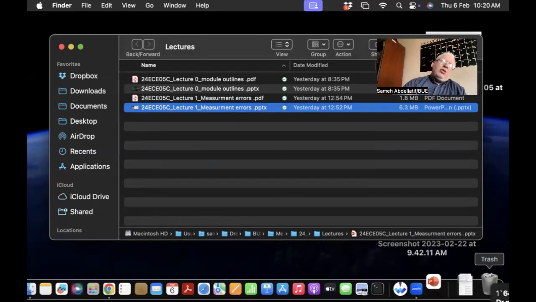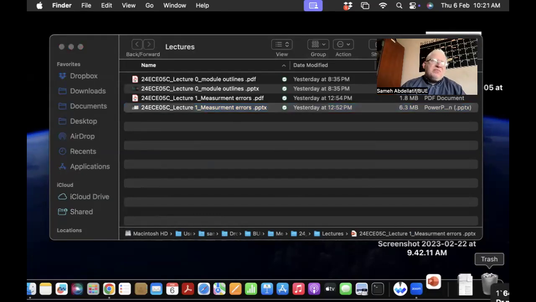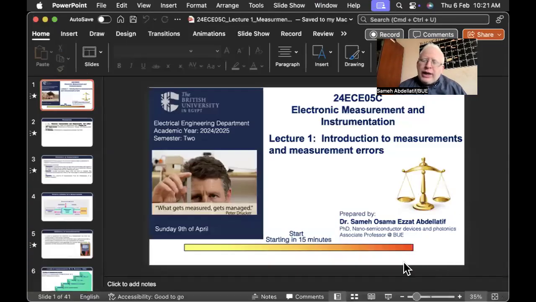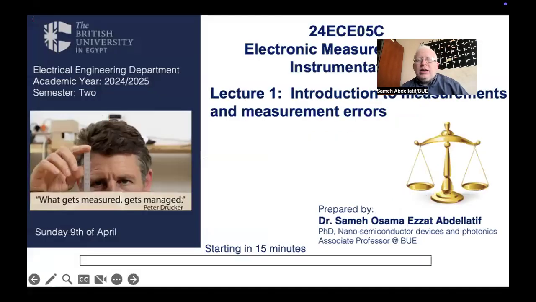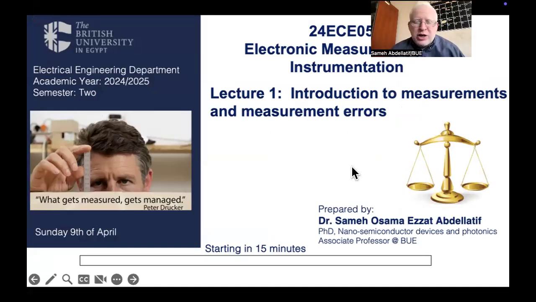As we will know during this lecture, we cannot ignore errors, we cannot cancel errors. However, we need to understand and deal with errors. So let's start our first lecture under the title of Introduction to Measurements and Measurements Error.